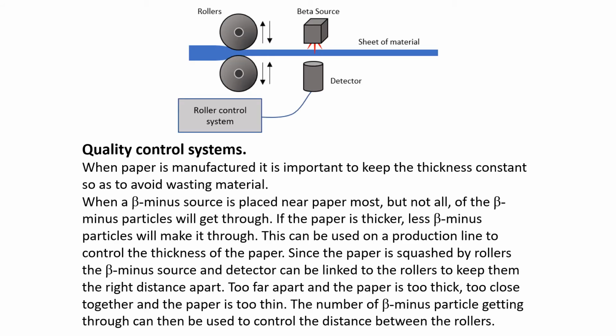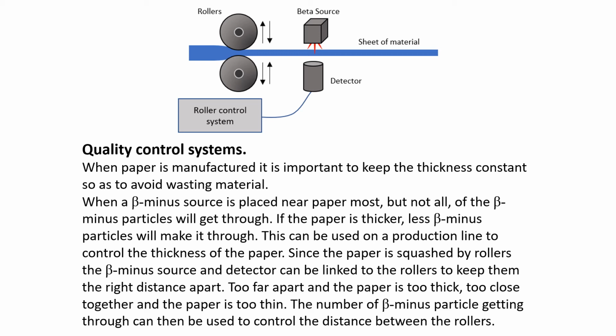Now let's look at the uses of beta minus particles. So they're used in quality control systems. So when you're trying to get paper that is all the same thickness throughout, you'll use beta minus particles in order to measure the thickness of that paper. So when paper is manufactured, it's important to keep the thickness constant so as to avoid wasting material. When a beta minus source is placed near paper, most but not all of the beta minus particles will get through. If the paper is thicker, less beta minus particles will make it through. This can be used on a production line to control the thickness of the paper.